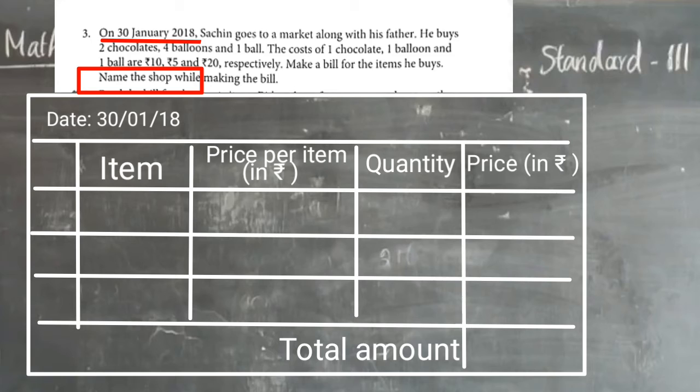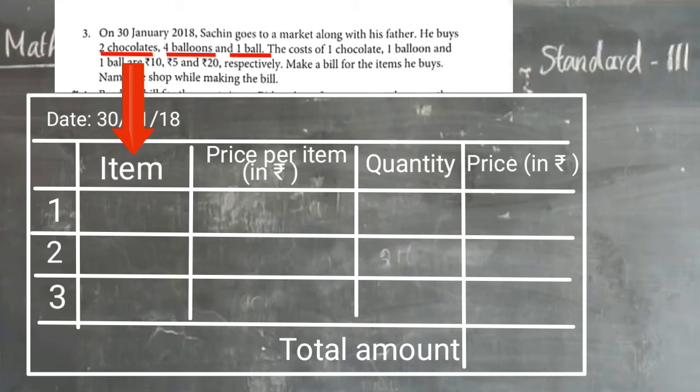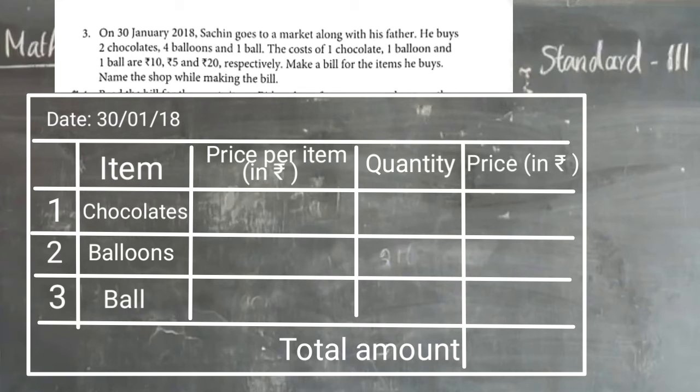So now first we have to fill in the item place in the item column. So first give the number of items. So how many items are there? See in the question, he buys 2 chocolates, 4 balloons and 1 ball. So 3 items are there. So you are naming that items: chocolate, balloons and ball. So these are the items.